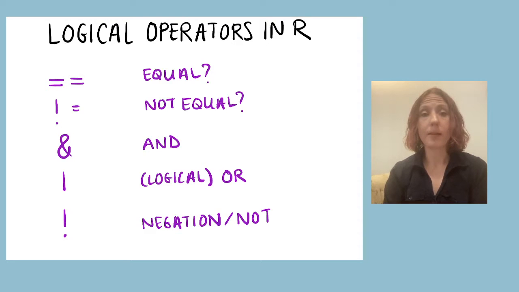So if I put that exclamation mark in front of a bracketed statement, it will say, I'm looking for the places where this is not true. Now we'll look at some examples of these in action, but this is our quick review of logical operators in R. Now let's pull up RStudio and get to work.